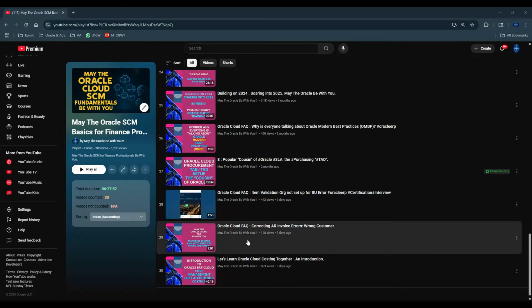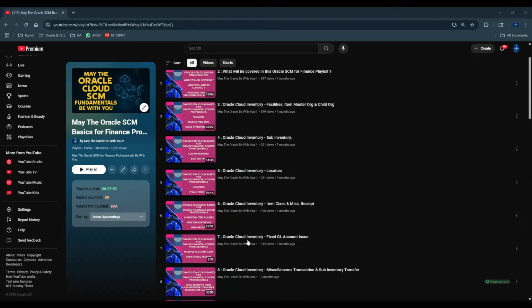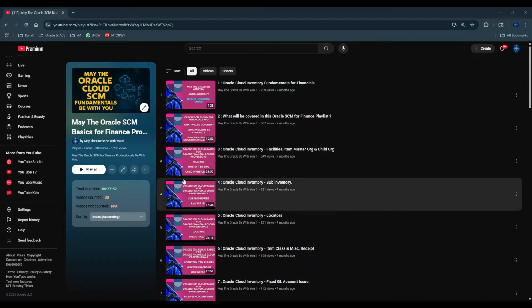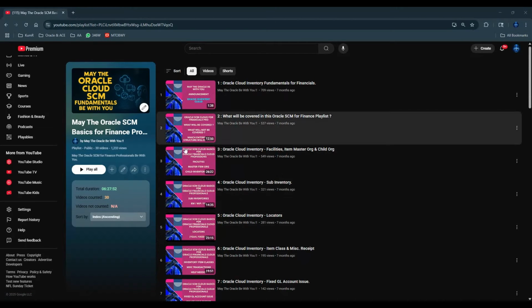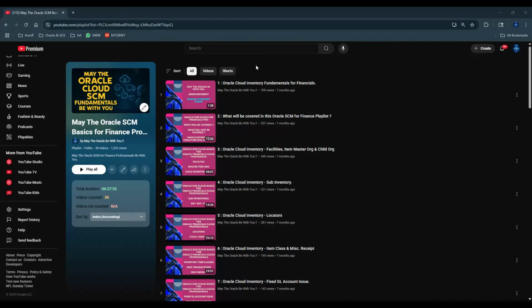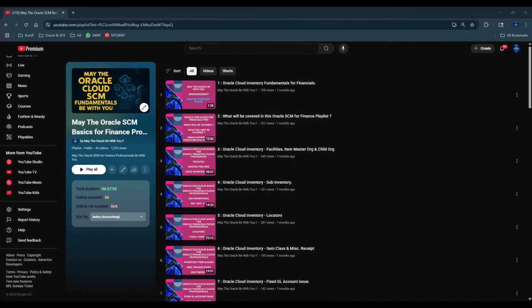And if you want to know all that, you can go to this playlist. In the beginning, I would have mentioned a lot about locators and things like that. Here we have facilities, item master, sub inventory, locators. So all these are prerequisites if you want to understand inventory valuation. Inventory valuation can have a simple and straightforward answer, and it can also have a complex answer. It depends on what kind of implementation you're doing and at what level you're being interviewed. So go through this entire playlist. If you want to understand costing and inventory, this is a very important playlist.